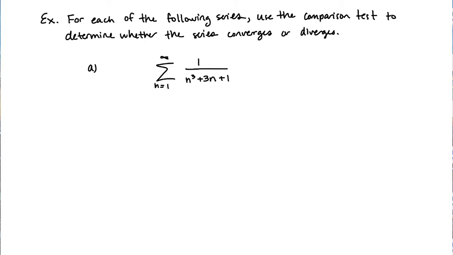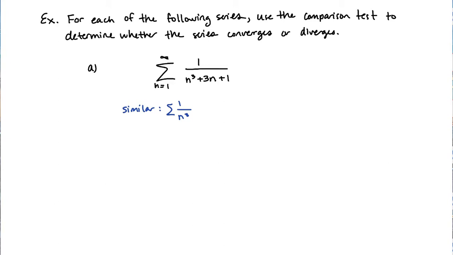But just lining us up for that, when I see the series 1 over n cubed plus 3n plus 1, immediately the series that jumps to mind as being similar is 1 over n cubed. The series 1 over n cubed is similar because that 3n plus 1 in the denominator is really not going to have too much effect on this series. So let's see if we can use this similar series to our advantage.